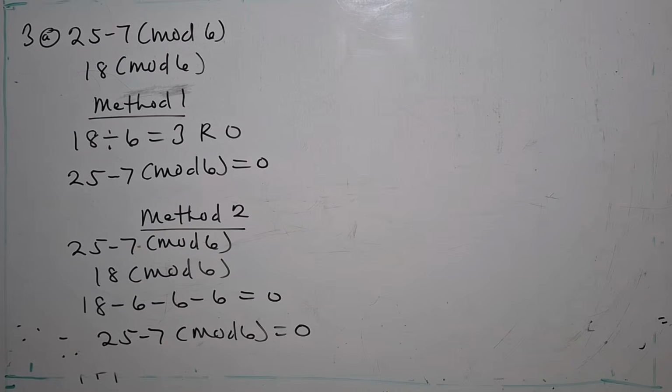Method 1, method 2. You choose the preferred method you want, the easier one for you, then you do it. So let's do the B.